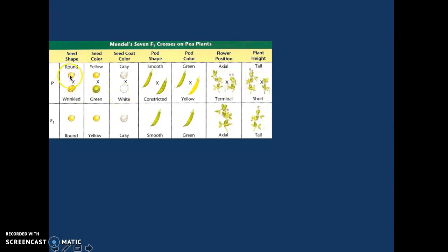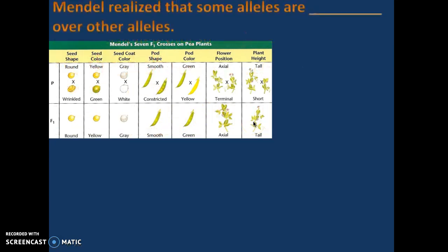And what he found was when he crossed these 2 different true breeding alleles, he only got round in that F1 generation. If the grandparents were round and wrinkled, all of the parents were round. All of the parents were yellow. All were gray. All were smooth. All were green. All of them shared the same characteristics in that parent generation. So what he realized is that some alleles are dominant over others. That round pea is entirely covering up the wrinkled. The yellow is entirely covering up the green. The gray is entirely covering up the white.